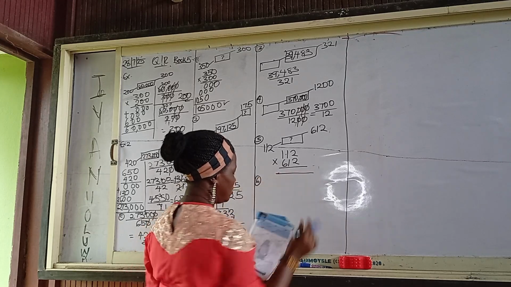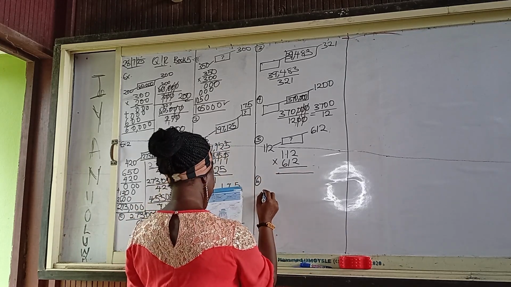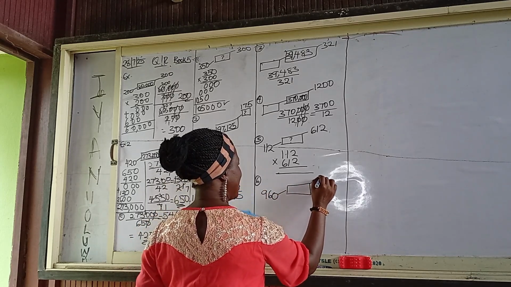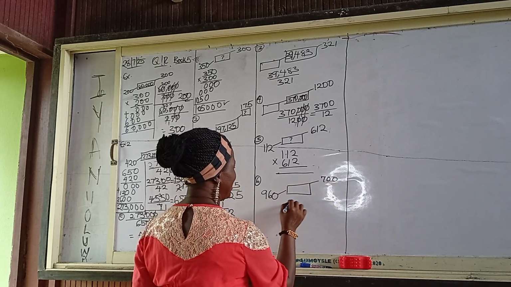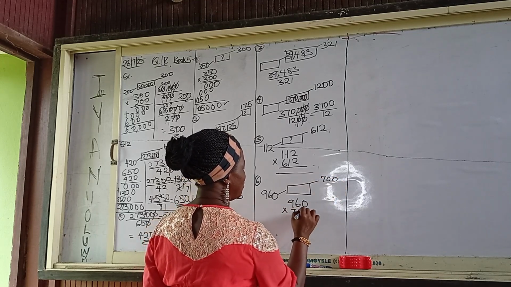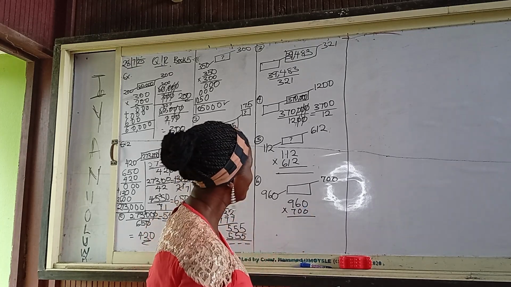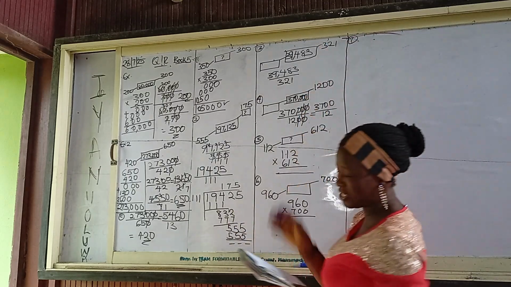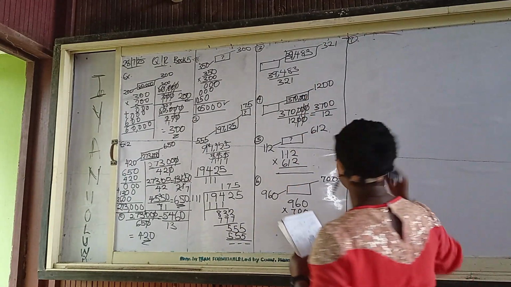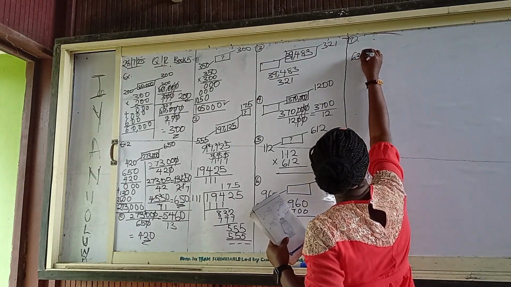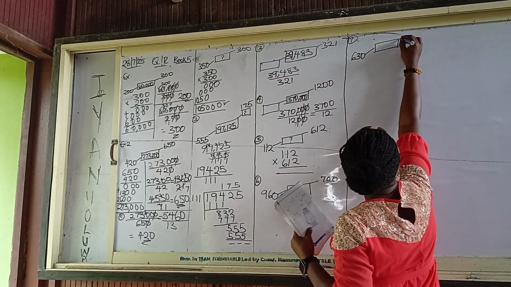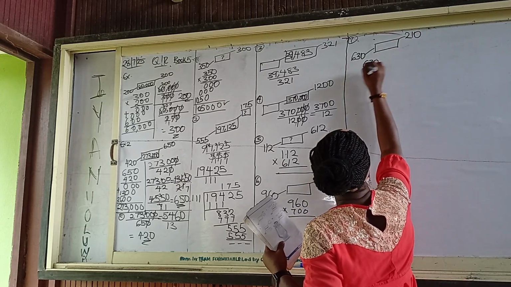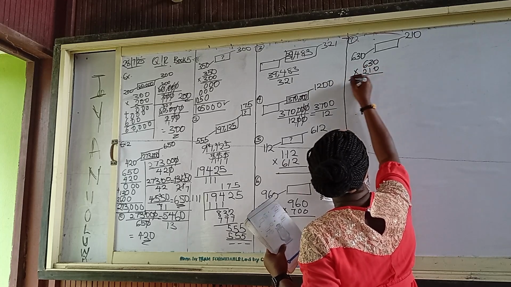Now to number 6 question. We are given this place as 960, this place not given, and this place as 700. So what are we doing? That will be 960 multiplied by 700, then you get your final answer. Now to number 7 question. In case there is any question you want us to talk about, feel free to put it in the comment section. Here we have 630, this place not given, and we are given this place to be 210. So what will you do? That will be 630 multiplied by 210, and you get your answer.